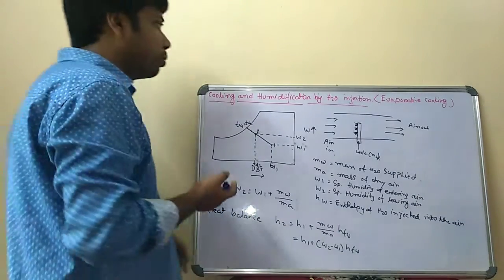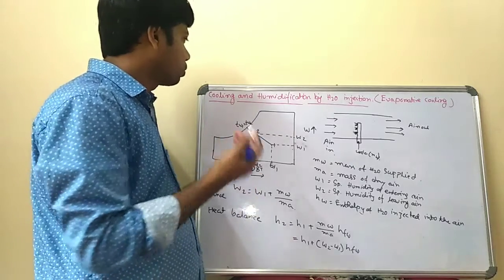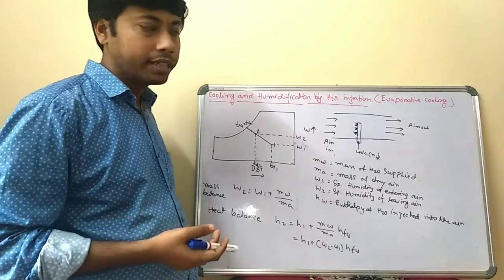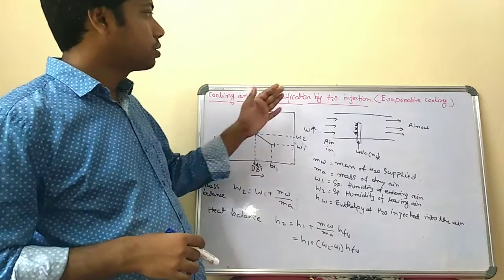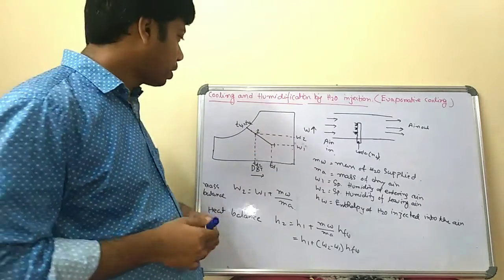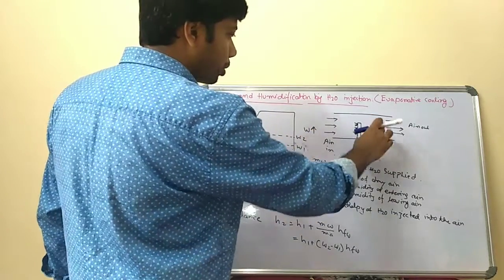So this is the cooling and humidification process. In the previous topic, you already studied cooling and humidification adiabatically. Now it is cooling and humidification by water injection. It is also sometimes called evaporative cooling. Suppose this is the arrangement for evaporative cooling.